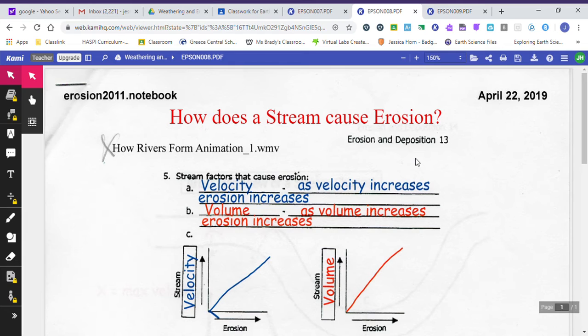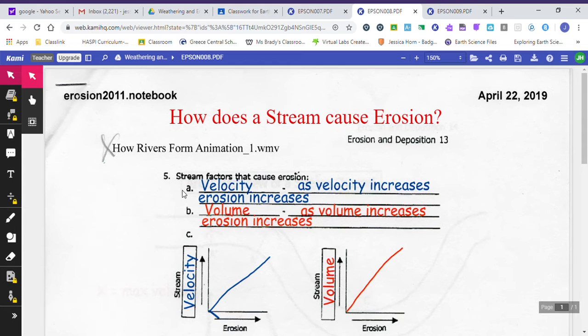All right, so how does a stream cause erosion? Well, there are some factors to having moving water erode away sediment. Now, don't forget what erosion is, because weathering was breaking rocks or sediments down into smaller pieces, but erosion is moving them to a new location.